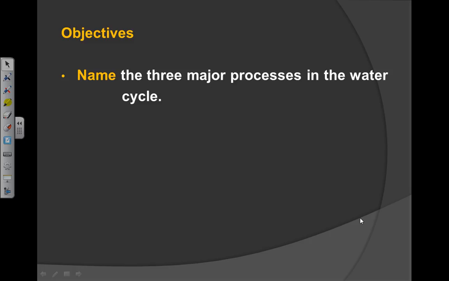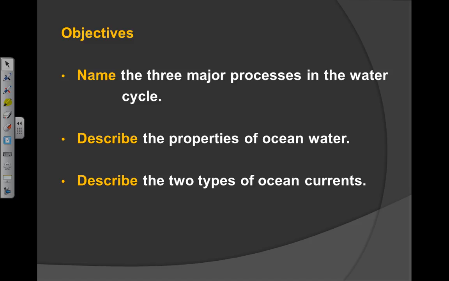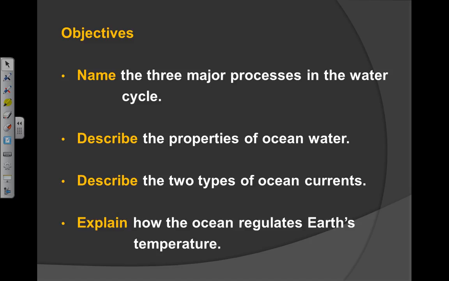Alright, today we're going to be talking about several things. We're going to name the three major processes in the water cycle, the properties of ocean water, two types of ocean currents, and how the ocean helps to regulate Earth's temperature.